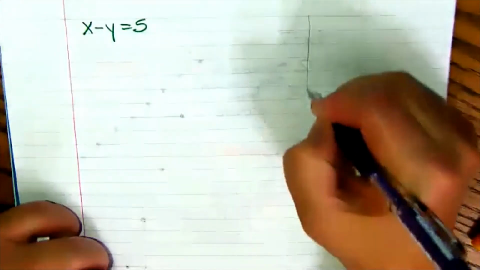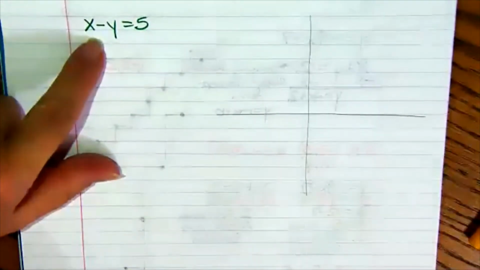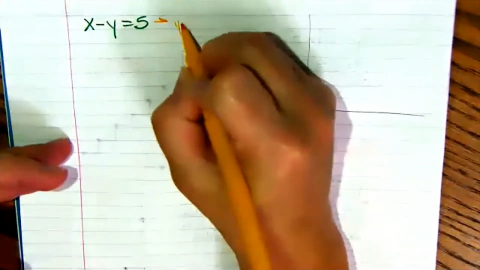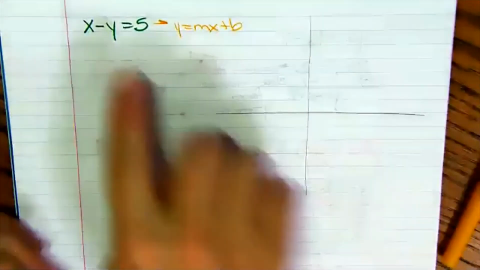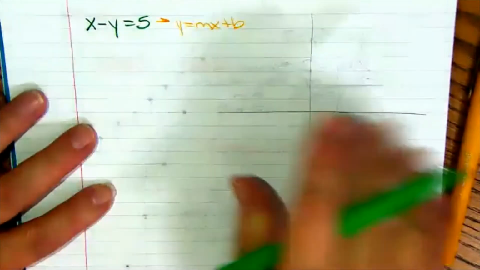Okay. So they give us this equation, y minus x equals 5. I'm not exactly sure how to graph that. It's not in slope-intercept form. So I'm going to convert this into slope-intercept form. I want this to look like y equals mx plus b. So I'm going to convert this. I need to isolate my y.